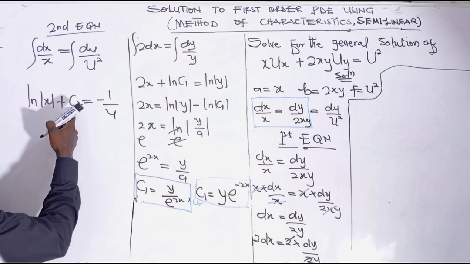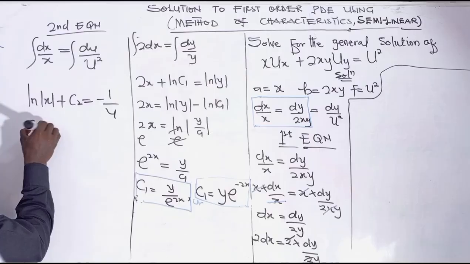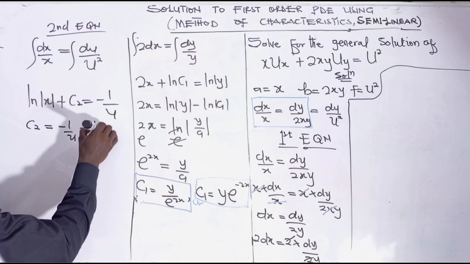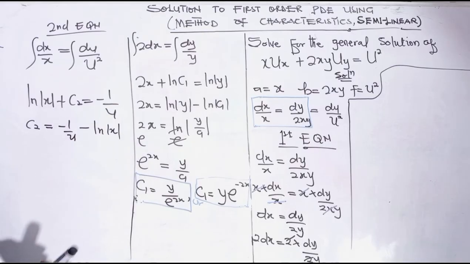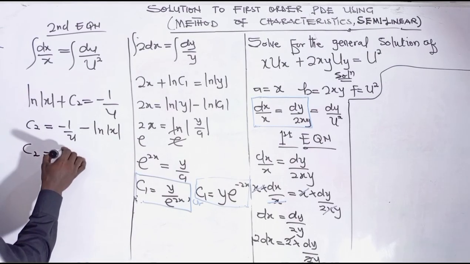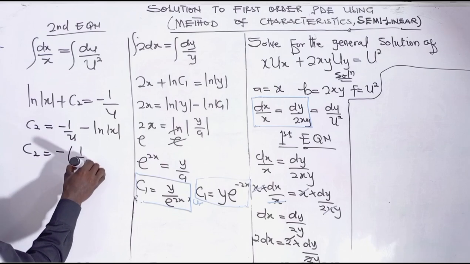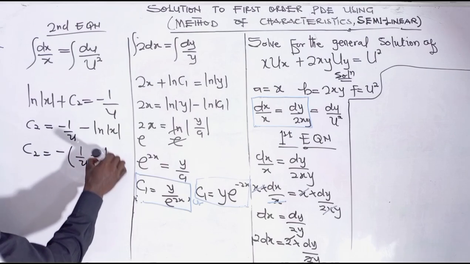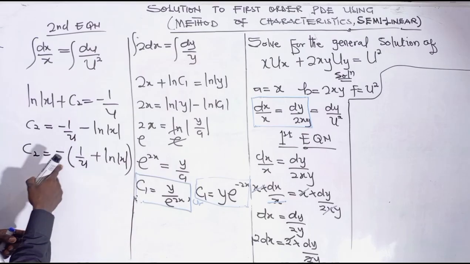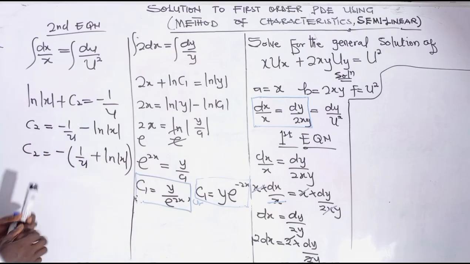So from here, let's make C2 the subject. So we are going to have C2 is equal to minus 1 over u minus what? ln x. Very, very easy and simple. So we can just factorize our minus out, so that we'll be left with 1 over u plus what? ln x. When we expand, we are getting the same thing back. So this is one of our solutions.